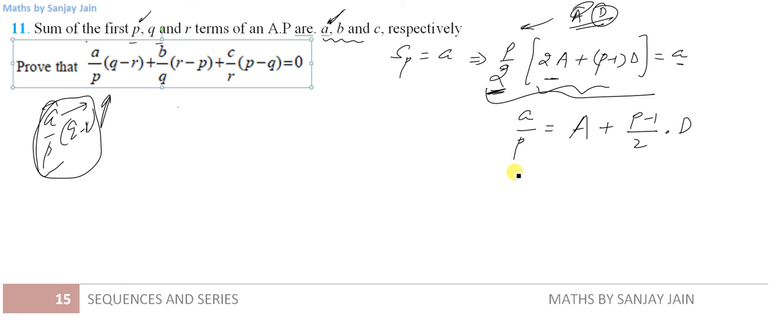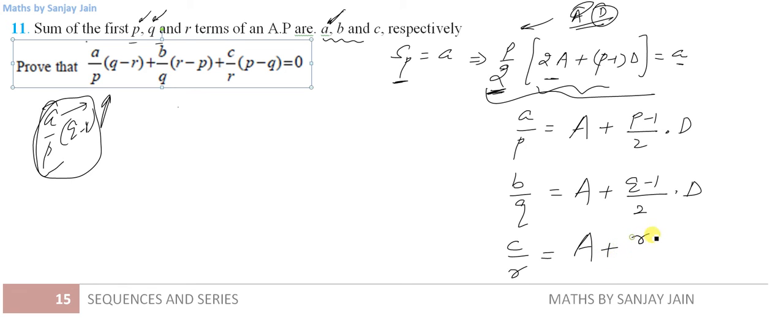So can you tell me about B by Q? What is B? B is the sum of first Q terms. So it will be equal to A plus Q minus 1 by 2 into D. I am writing these expressions by symmetry. You can write these by symmetry or explain it for the comfort of the examiner. But I hope you have understood why I have written expressions like these. So A by P, B by Q and C by R are these expressions respectively.